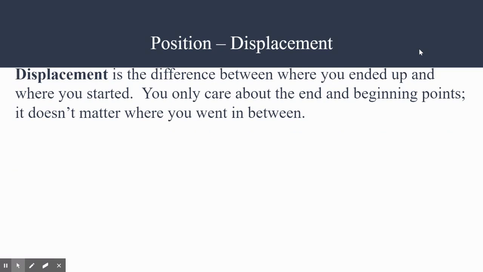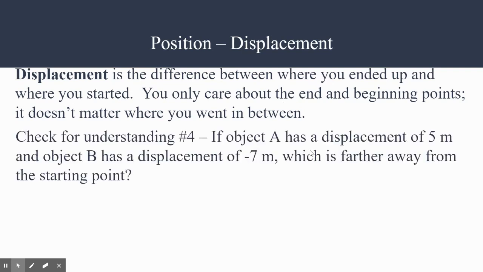Okay, moving on. Here's our definition again. I put it up here at the top, so we'll have it when we do this next problem. So we're going to do one more check for understanding. If object A has a displacement of 5 meters and object B has a displacement of negative 7 meters, which is farther away from the starting point?